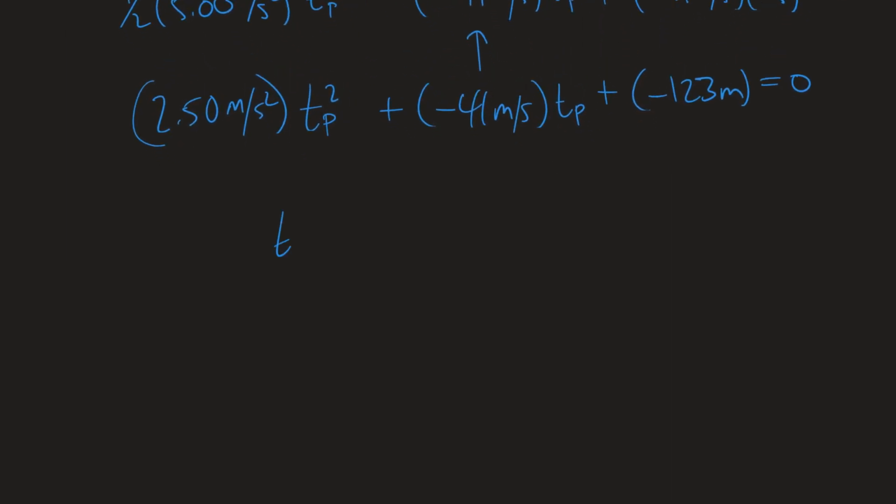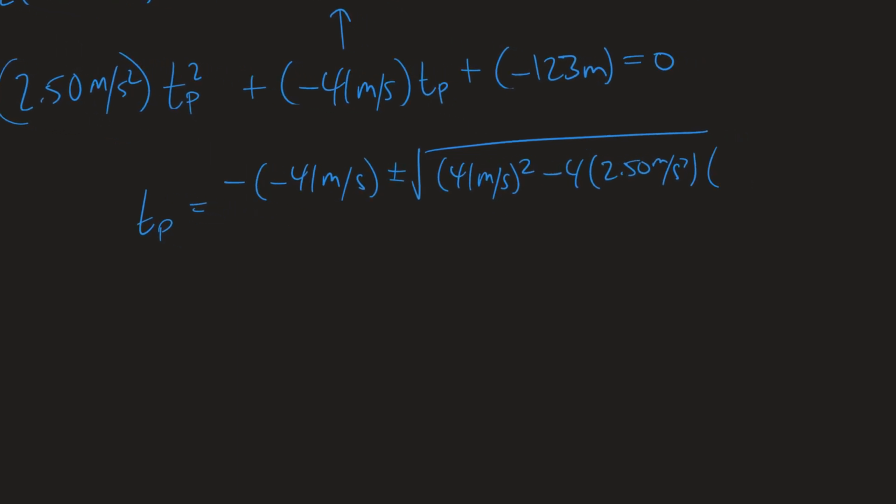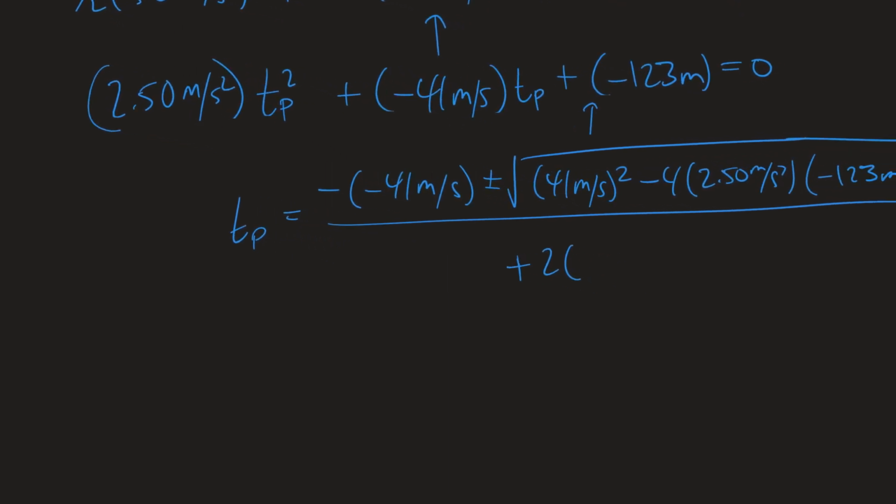So now I got TP equals, let's see here, negative B, negative 41 meters per second, plus or minus the square root of B squared, 41 meters per second, squared, minus 4 times A, 2.50 meters per second squared, times C, negative 123 meters. And hopefully you see that the point of these parentheses is it helps me to not miss any negative signs. Negative 2 times A, 2.50 meters per second squared, right?